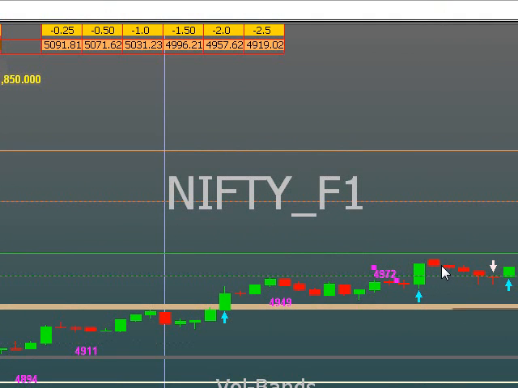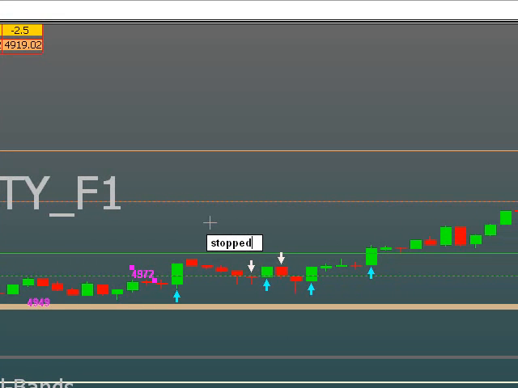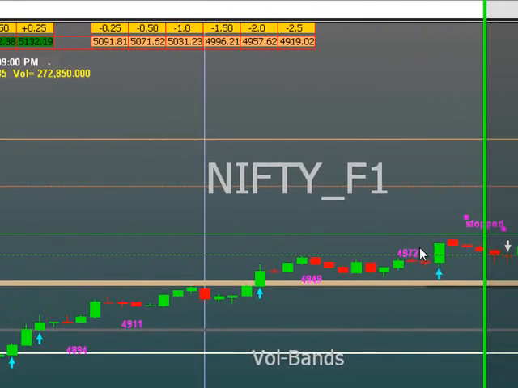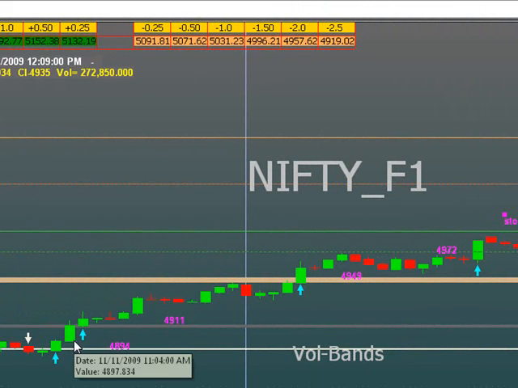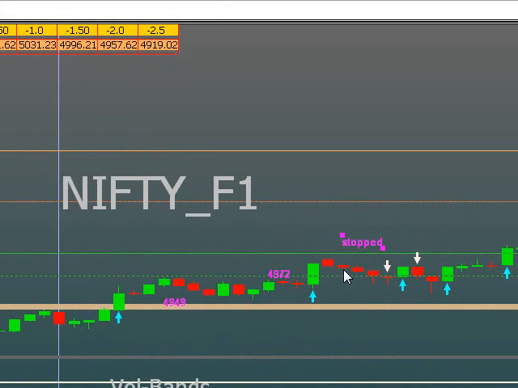but the Nifty is not able to cross the next band, which is the 1.5 band, so it has come down, and here we are stopped out of the trade at this 4972 value. So we had a good trade, about 4972. We entered around 4898, so it's about 70 points earned in this particular trade.